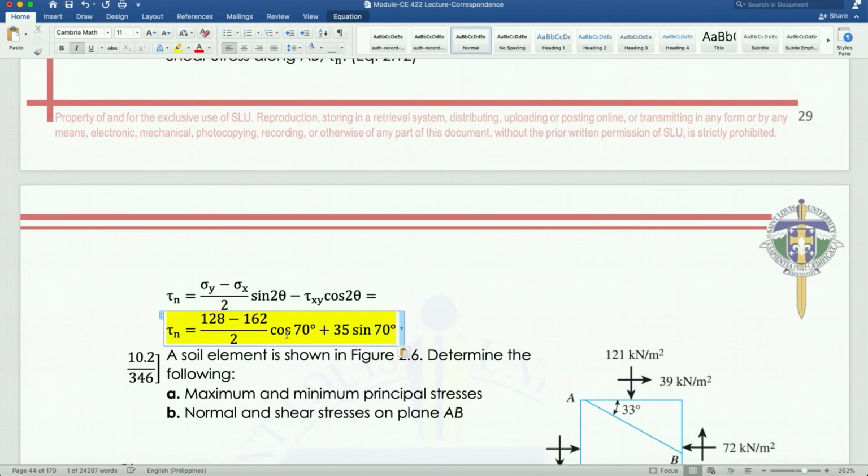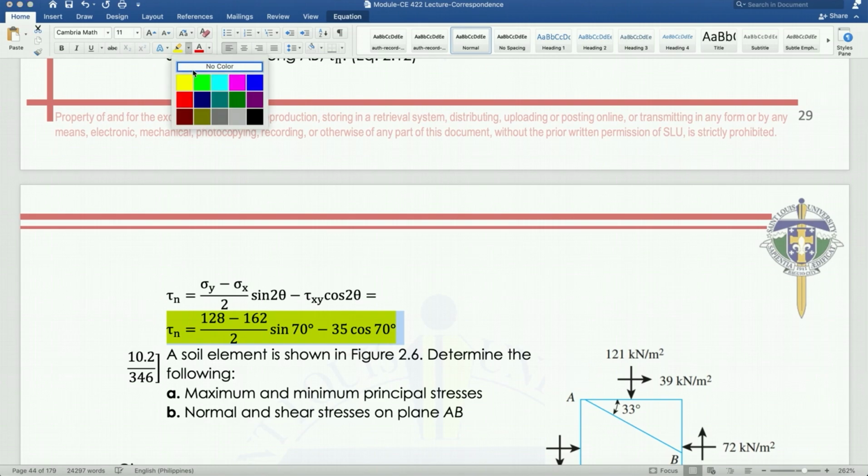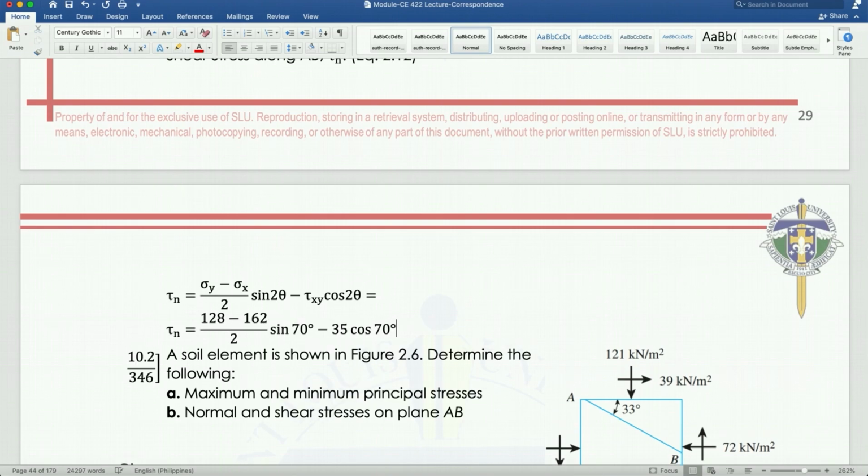Okay, adjust natin yung mga functions. So instead of cosine, it is sine. Then instead of plus, it is negative. Okay. Then instead of sine, it is cosine 70 degrees. Okay. And that is equivalent to 128 minus 162 over 2 sine 70 minus 35 cosine 70.